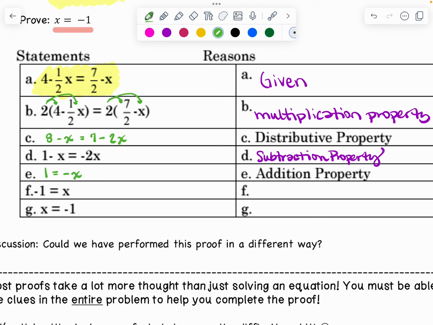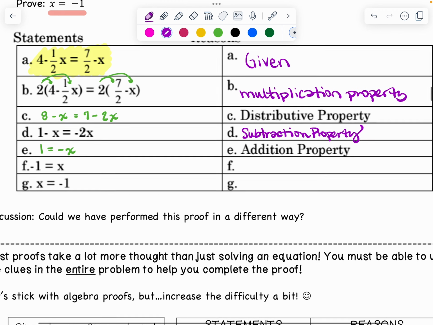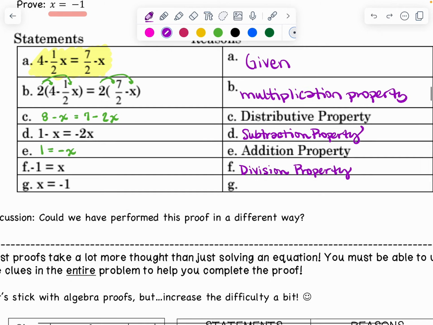And we're getting oh so close to solving, right? We've got 1 equals negative x, so we clearly need to divide by -1 or multiply. I would take division or multiplication property here, since dividing and multiplying by a -1 gets you the same result. But I think most of us would probably write division property, so I'm going to go with that one. And then you might be thinking, well, we're done, because I've solved for x.